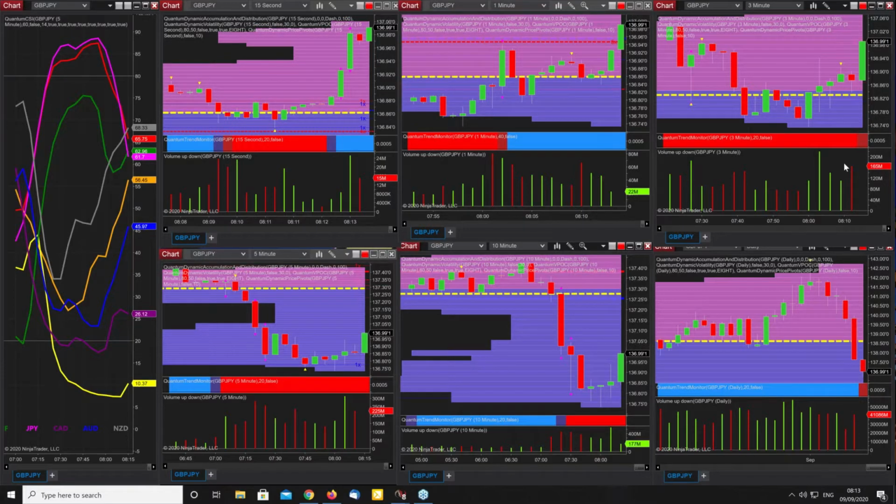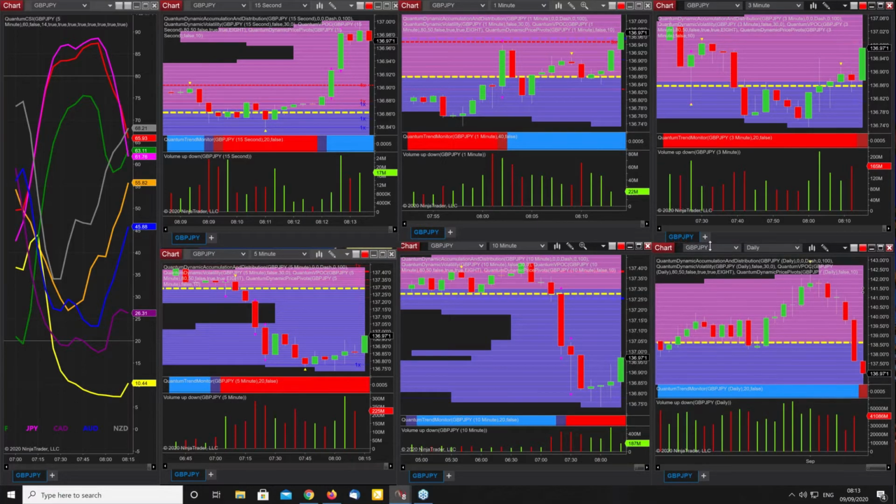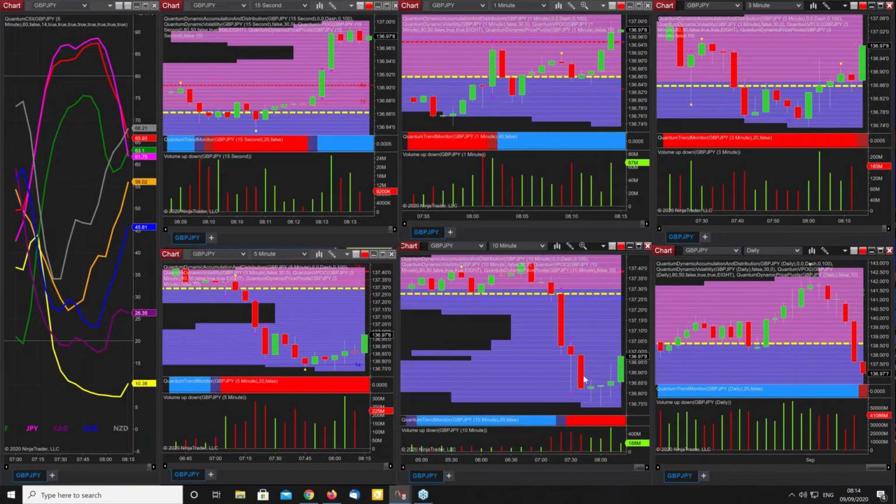Now, what's interesting right now, this is the 5-minute CSI I've got on the left-hand side here. And in terms of time frame, I've got this very quick one, the 15-second, which I love to have up for intraday, obviously. I've got the 1 minute, the 3 minute, the 5 minute, the 10 minute, and over on the right-hand side here, I've got the daily chart. Just pull that down a little bit. There we go.